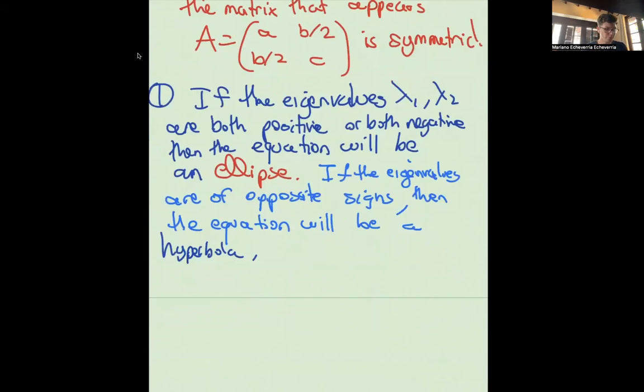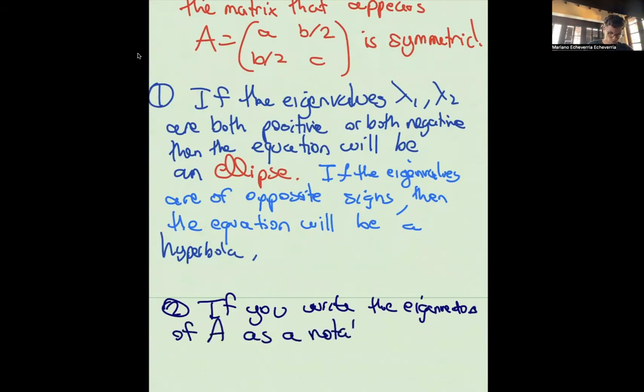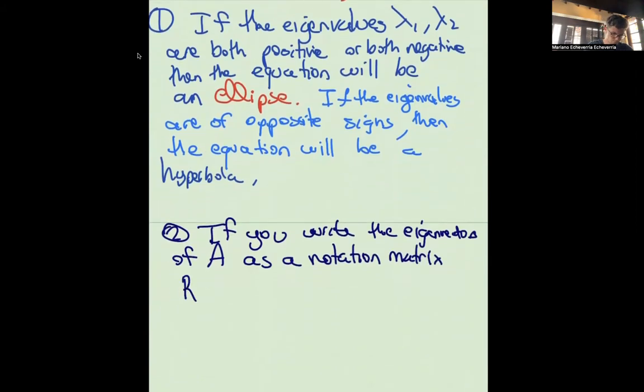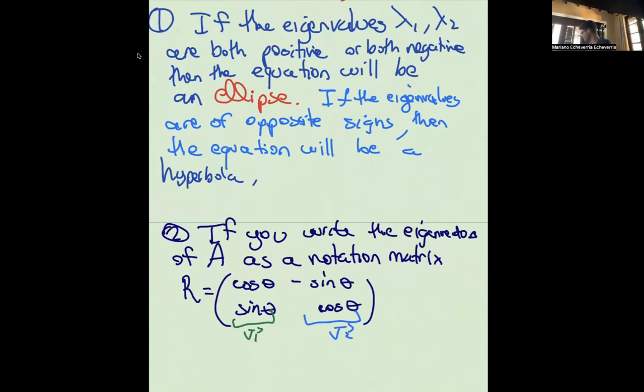And the second important thing is that if you write the eigenvectors of A as a rotation matrix, and I will show you that in a second, where this one would be the first eigenvector, for example, and this one would be the second eigenvector, then if you rotate the xy axes by the angle theta, with respect to those new axes, the conic section will look standard, meaning parallel to the axes.